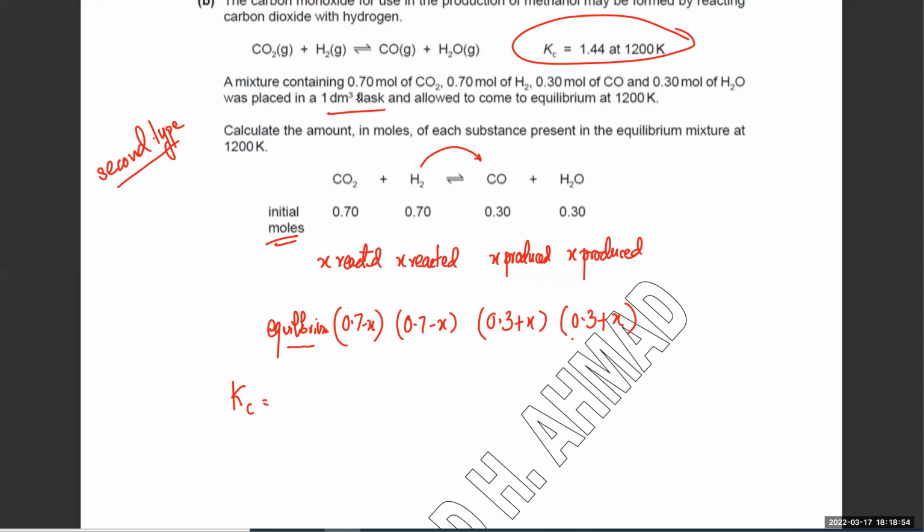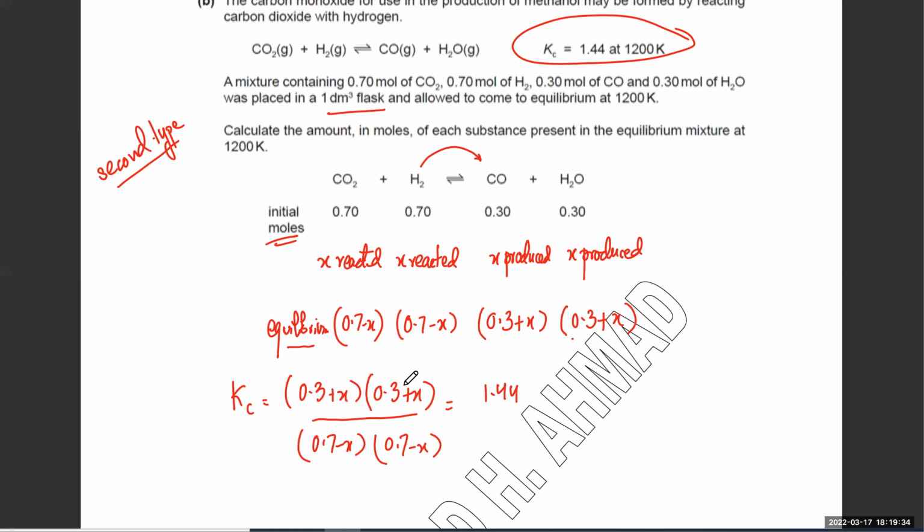So what's the Kc expression? It's CO concentration, which is 0.3 plus X, into H2O concentration. My other product, it's this one, 0.3 plus X. And then it's going to be divided by my reactants, which are CO2 and H2. So it's 0.7 minus X into 0.7 minus X. And we know the value of Kc, which is 1.44. Is that clear?